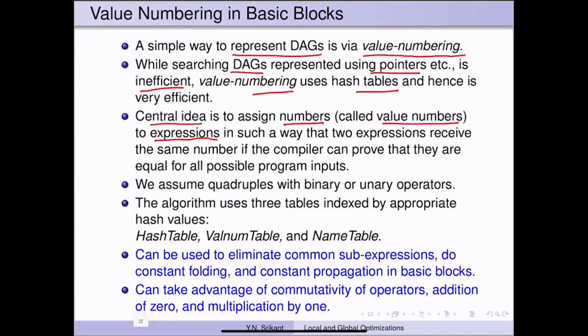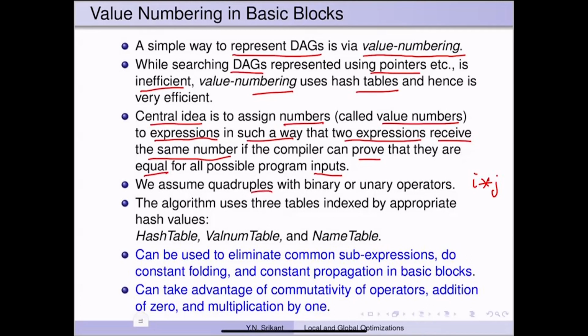In such a way that two expressions receive the same value number if the compiler can prove that they are equal for all possible program inputs. In other words, if I consider I star j, which has been computed earlier, and then I and j have not changed, so I star j is computed once again, then the compiler can immediately say that yes, I star j value is the same as before. If you are able to come to such a conclusion within the compiler, then the two I star j's can be given the same value number. We will see how it gets done.